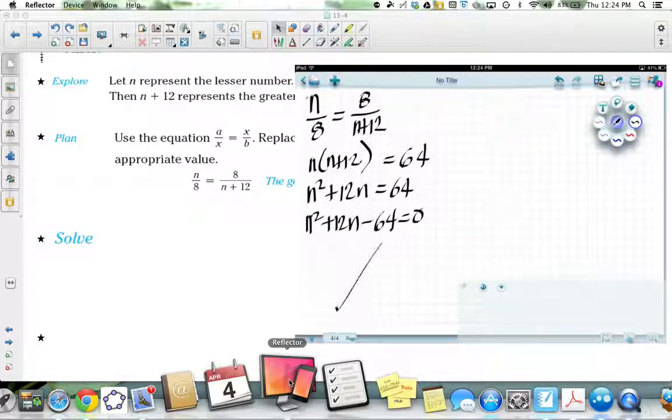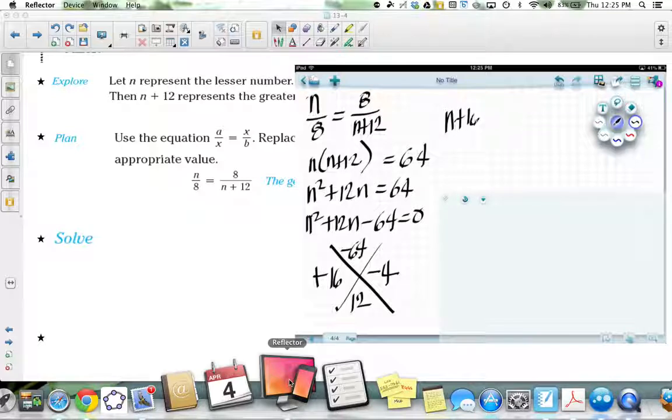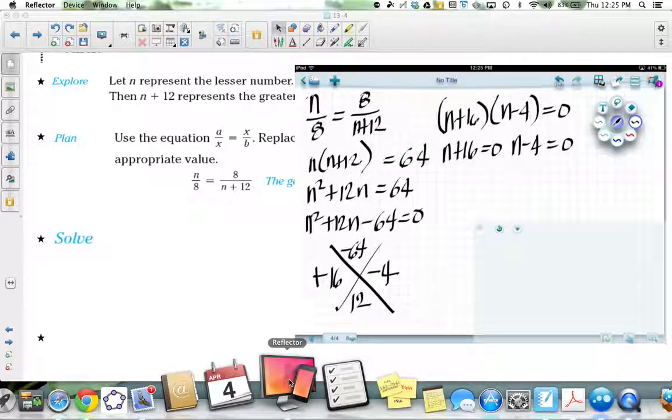Again, factoring to be able to solve for the value of n, you want to find factors of negative 64 which will give you a sum of 12. In this case, it's going to be positive 16 and negative 4. Using those factors, we end up with n plus 16 times n minus 4 equals 0. Using the zero product property, this becomes n plus 16 equals 0 and n minus 4 equals 0. We end up with n equals negative 16, n equals positive 4.